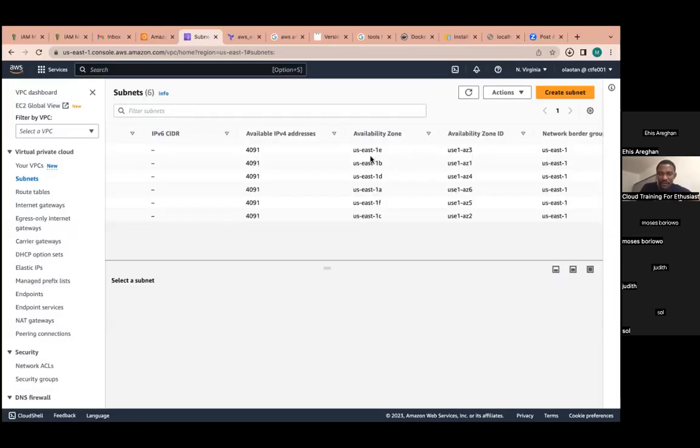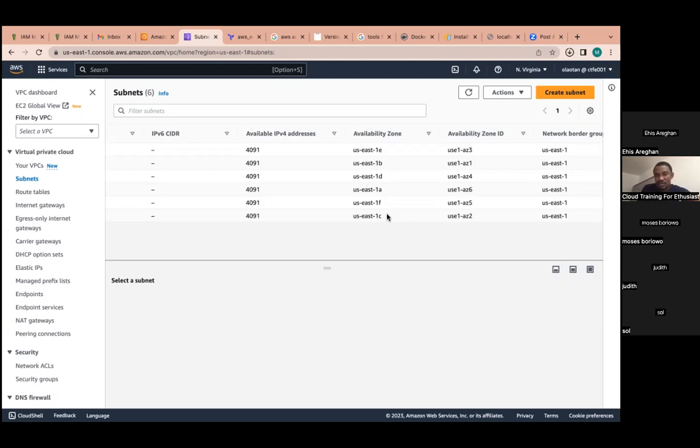You can see, even in region North Virginia, this is a sample network that has already been created for you. Every cloud provider will create a sample for you. Despite having one VPC, they created a subnet in each zone. Even in North Virginia, they have six AZs: one E, one B, one D, one A, one F, one C. So the network you created in this region will cover all these zones.